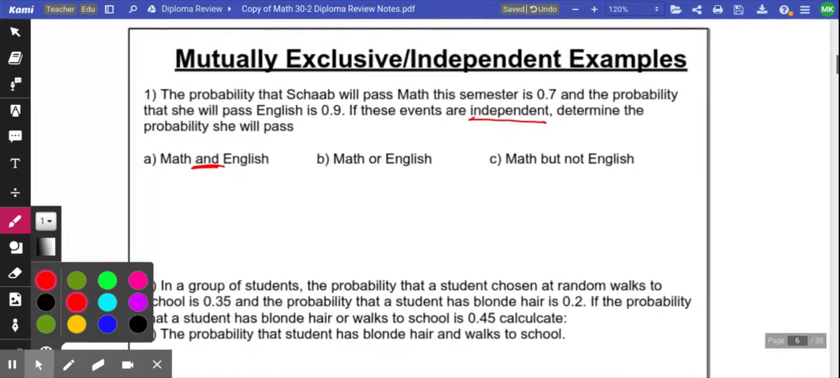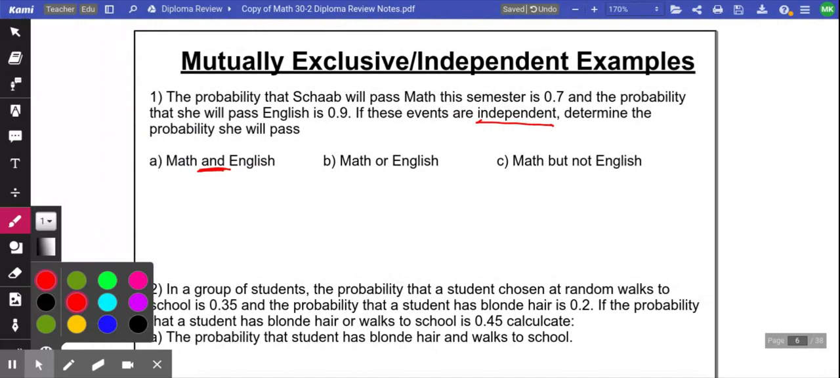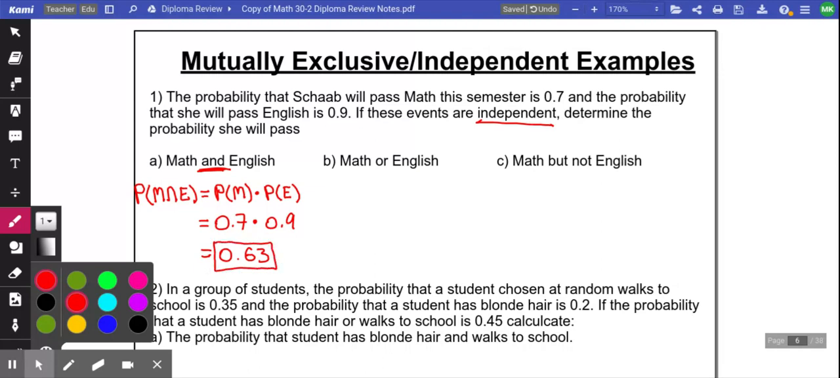So if I want to figure out the probability that she'll pass math and English, probability of math and English, then that is equal to the probability of math times the probability of English. That means if I want to calculate this, I go probability of math with 0.7 times the probability of English, which is 0.9. That will give me 0.63. That is the probability that I pass math and I pass English. Awesome.